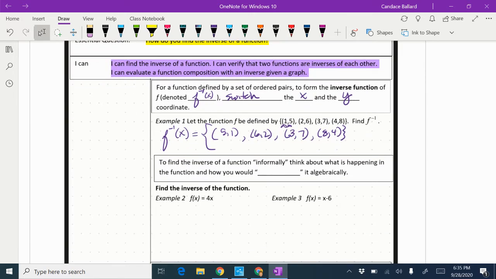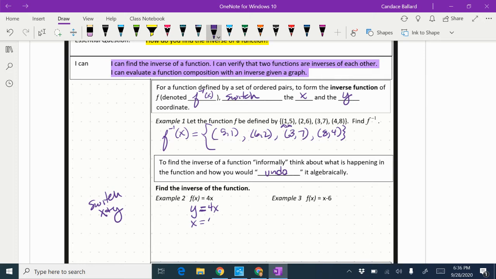Then to find the inverse of a function, informally think about what is happening in the function and how you would undo it algebraically. So we're going to go ahead and find the inverses. Basically, the name of the game here is we're going to switch the x and the y. When we're looking at this, you want to think of f of x as the y. So I'm literally just going to switch it to make it into y. Now I'm going to switch the location of x and y.